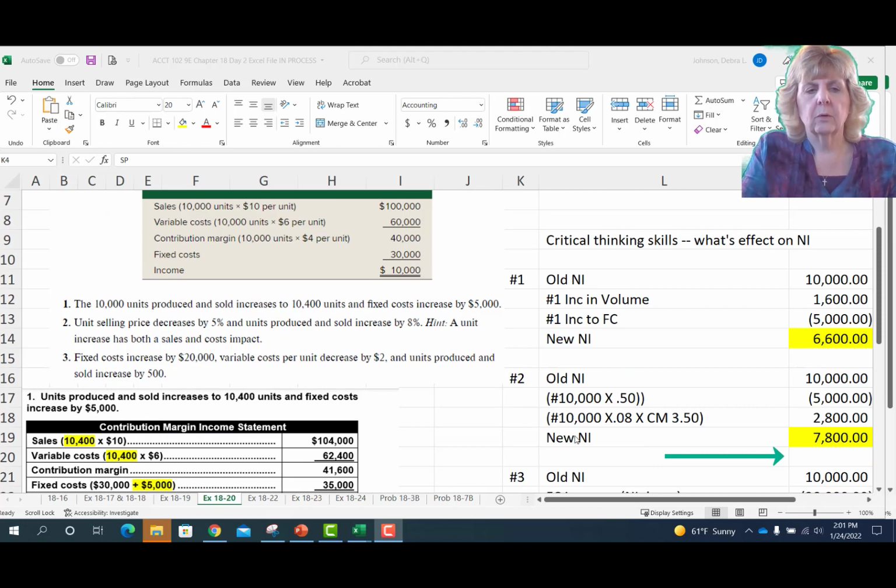Approach number 2, off to the right, started off with a unit selling price decrease. When you decrease the selling price, that causes net income to go down. And in addition to that, it reminded us that the unit increase has both a sales and cost impact. So that was a reminder that we can't look at this in a vacuum. Take a look at the newly revised net income of $7,800. Notice both of these were not an improvement over the old $10,000 in net income.